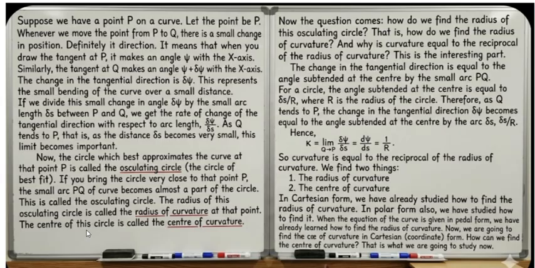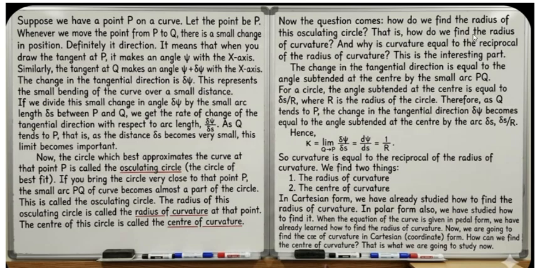Similarly, the center of that circle is called the center of curvature. We want the center of curvature, meaning the center of the circle of which that small part of the curve becomes a part. Therefore, the center of the osculating circle is nothing but the center of curvature at that particular point. This is the basic idea, we should know that.